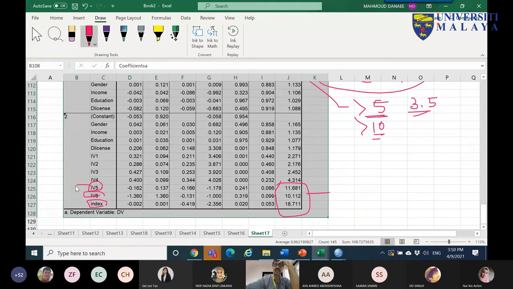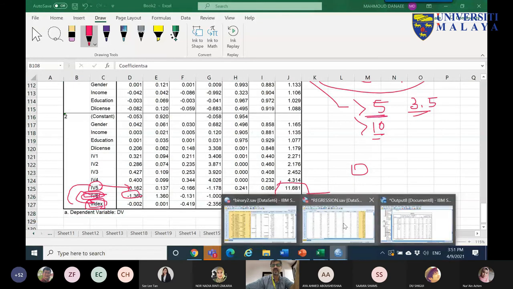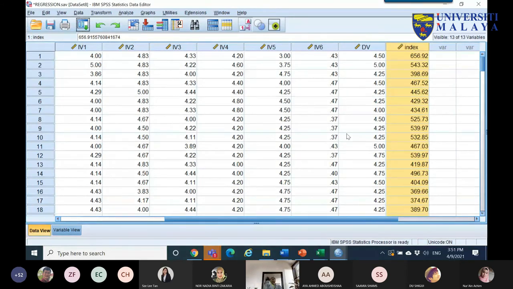Of course, because the effect of IV5 has been counted two times, one time directly and one time through the index, because the index involved it. IV6 also, the impact of IV6 is counted two times, one time directly and one time through the index. So we are counting the impact two times. That's why it caused inflation in the variance, and that variance is not real. So remember, when you do multiple linear regression analysis, you need to make sure that there is no collinearity. Clear?